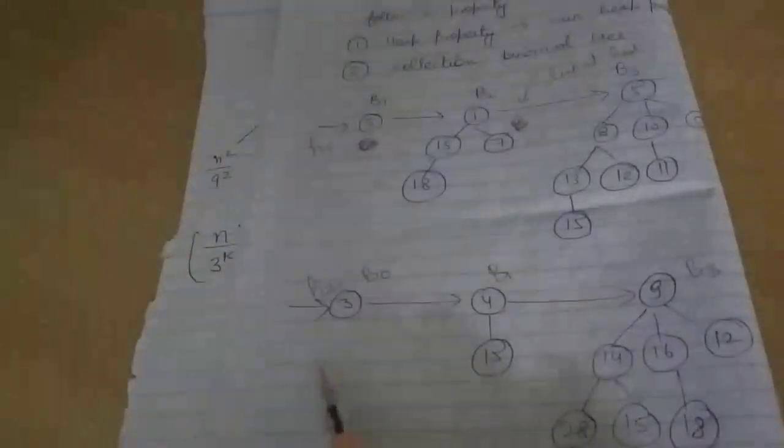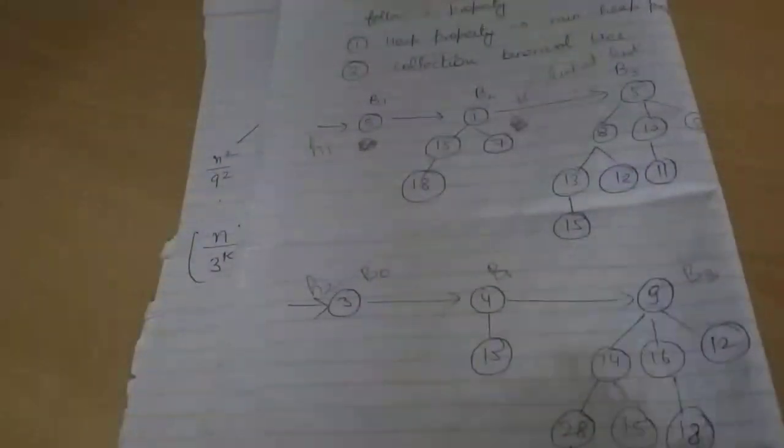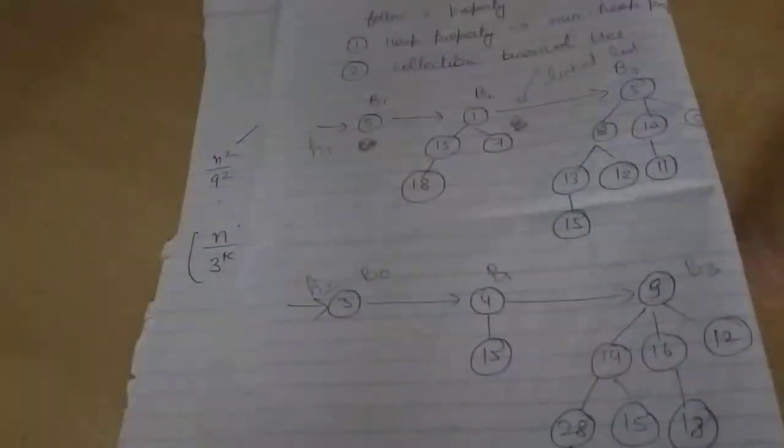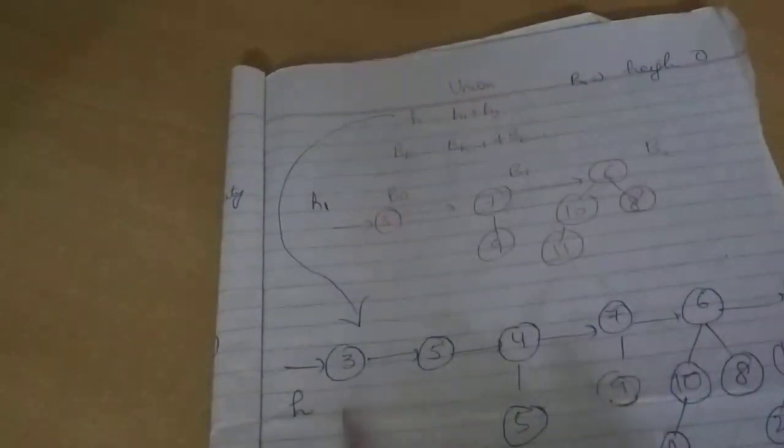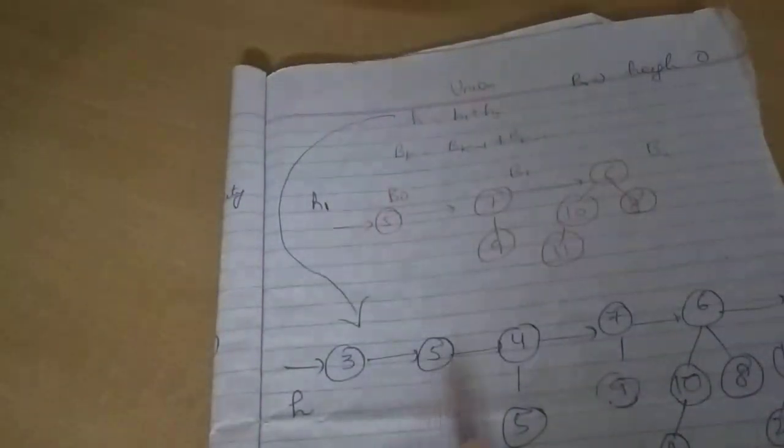Let's suppose we have another binomial heap like this. Degree 0, degree 1 and degree 3. And we want to unite these two binomial heaps. How can we unite these two binomial heaps? We can simply unite these binomial trees by arranging the same height binomial trees in a similar fashion: degree 0, degree 1, degree 2 and then degree 3.